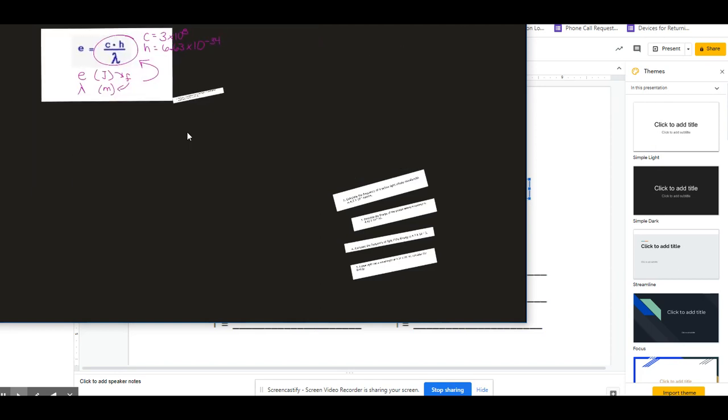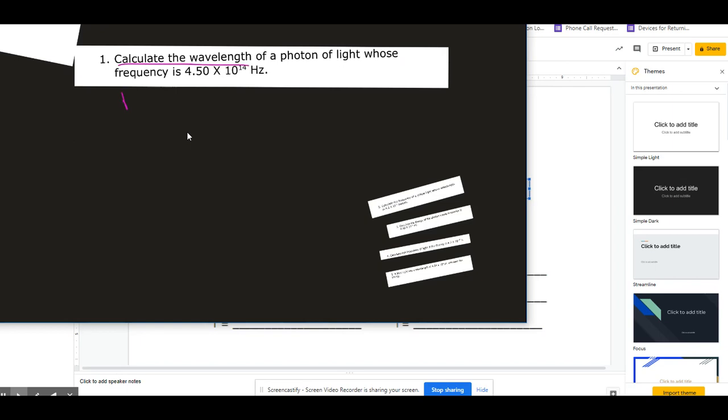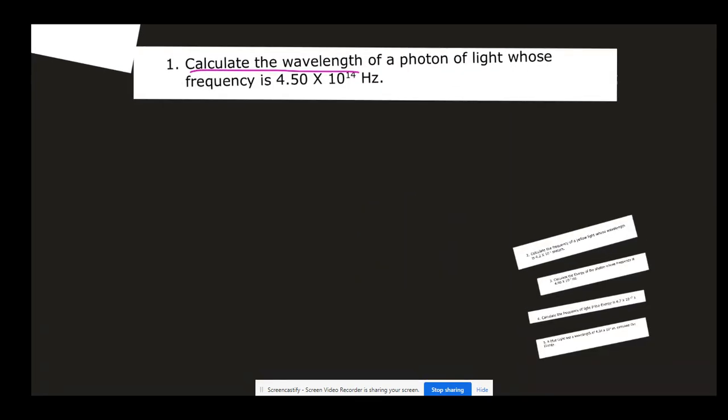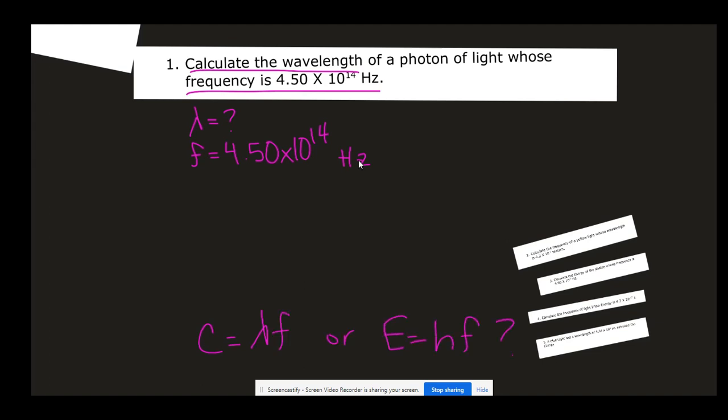Okay. All right. So our first problem that we're going to solve right now is going to be: calculate the wavelength of a photon of light whose frequency is 4.50 times 10 to the 14 hertz. So looking at the first piece of information that was given to us, we have calculate the wavelength of a photon. So calculate the wavelength tells us that that's what we're solving for. So when we're listing out our givens, we're going to put lambda with a little question mark. Then we have frequency. We're going to write out that number. We have 4.50 times 10 to the 14th hertz. Okay, so again, this is the variable. This is our unit.